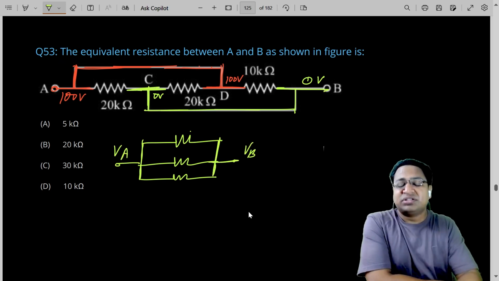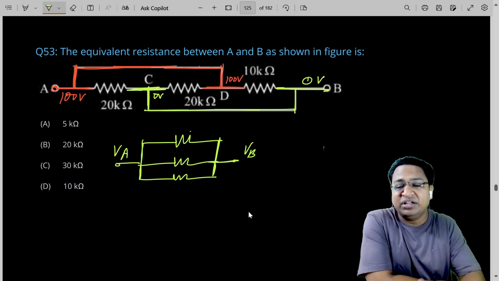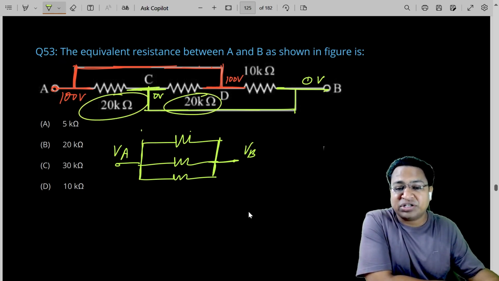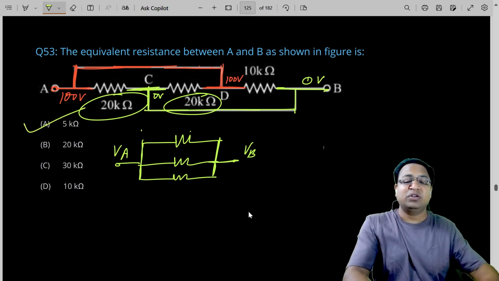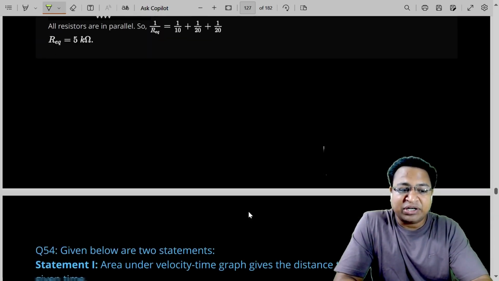So therefore, the circuit can be redrawn like this, and it is clearly evident here that the three are connected in parallel. Therefore, the parallel combination of 20 and 20 will become 10, and then the combination of 10 and 10 will become 5. So 5 kilo ohm would be the right answer. All right. So for question number three, option A would be the right answer.